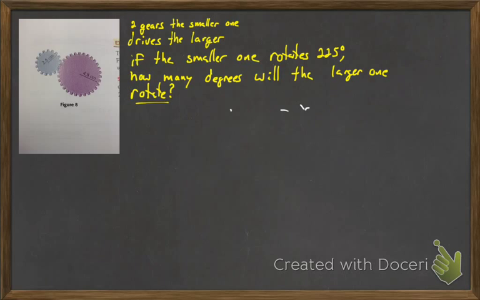So we see the picture. We see the smaller one has a radius of 2.5 centimeters. The larger one has a radius of 4.8 centimeters. And so we have some things to think about.